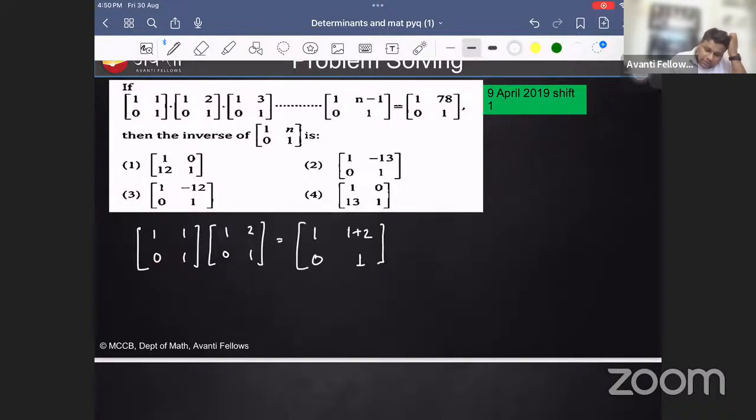Got it? Now we are multiplying it by 1, 3, 0, 1. Let us see what comes out. First row, first column 1. First row, second column. Got it? That will be 3 plus 2 plus 1.